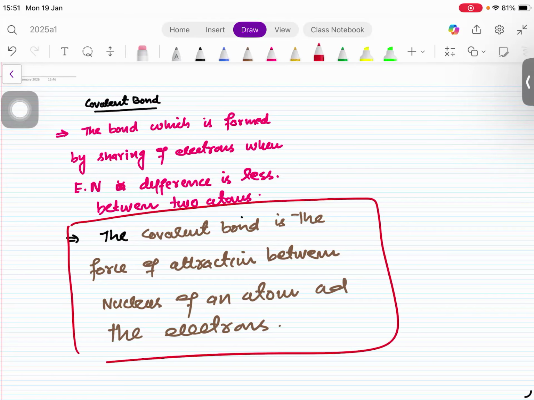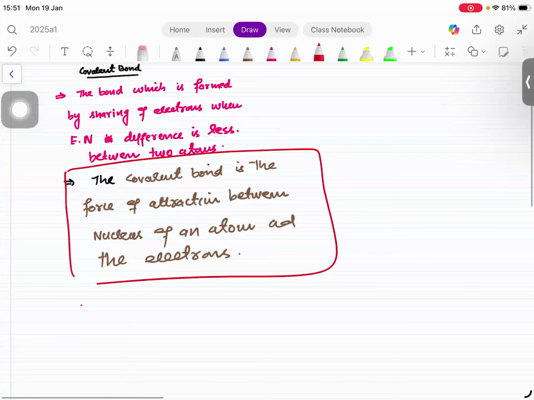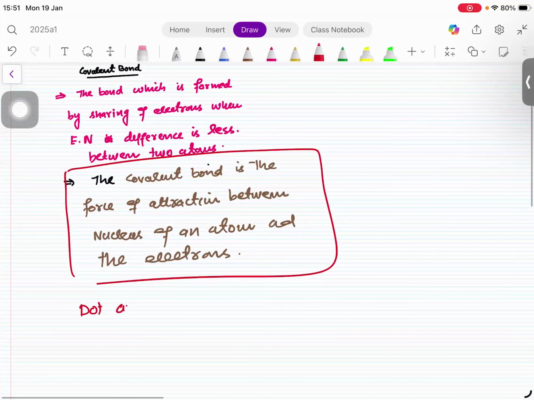When he asks you to define, you have to write this. Okay? This is the textbook definition. It is the force of attraction between the nucleus of one atom and the electrons of other atom. So actually they cross attract each other. This is the bond. Now let's show the dot and cross diagrams.